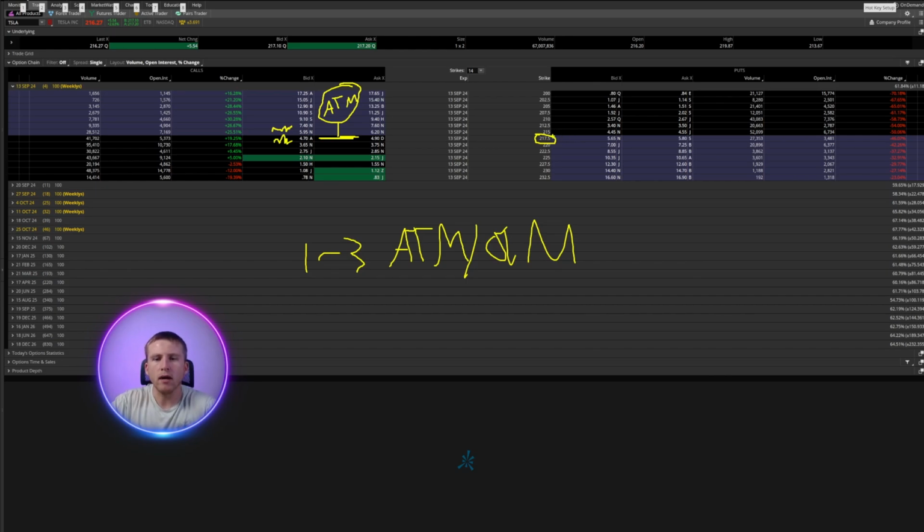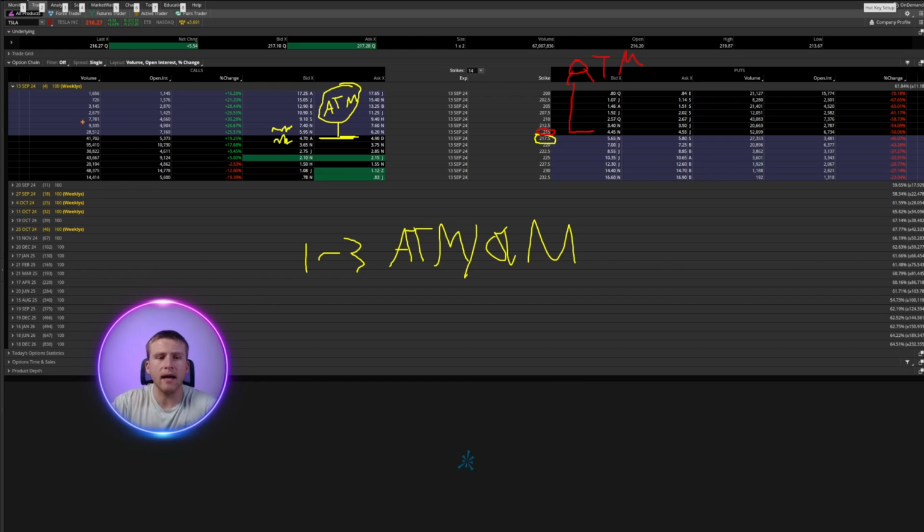Now, what if we go into puts? We would be trading the 215 because this is the first one in black and this is the first one at the money here. So at the money contracts, like I mentioned, they move the best, they give you the best risk parameters and the least amount of decay, and they typically, this is very key, they typically have a lot of volume.